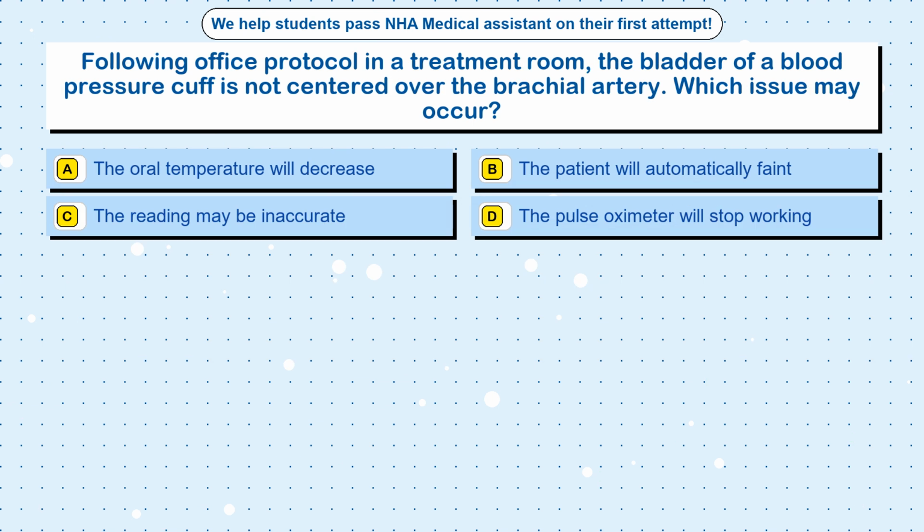Question 38. Following office protocol in a treatment room, the bladder of a blood pressure cuff is not centered over the brachial artery. Which issue may occur? Option A, the oral temperature will decrease. Option B, the patient will automatically faint. Option C, the reading may be inaccurate. Option D, the pulse oximeter will stop working.